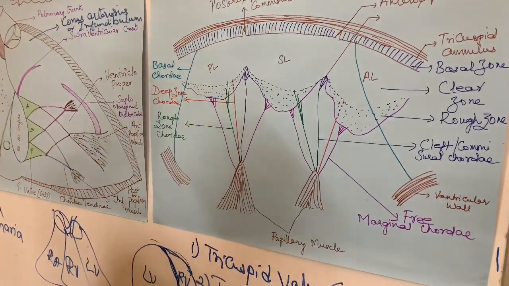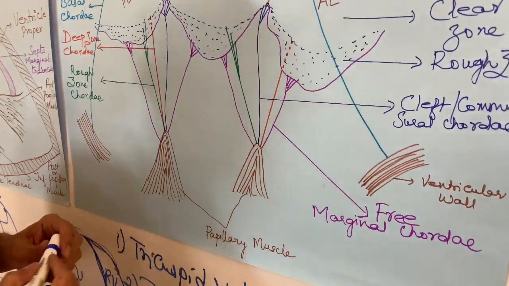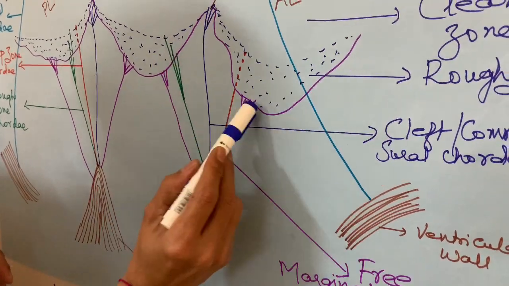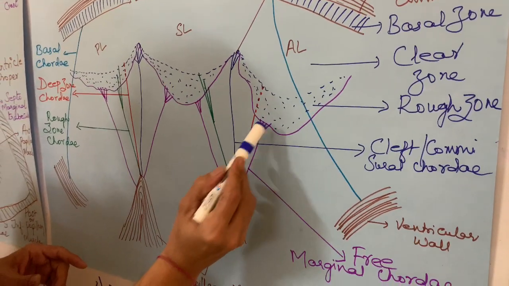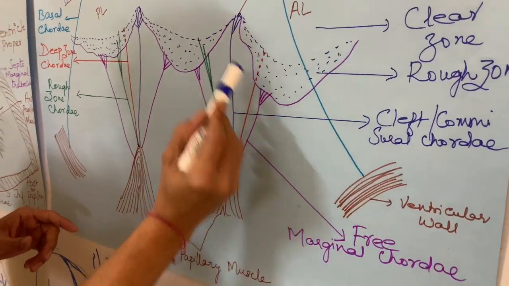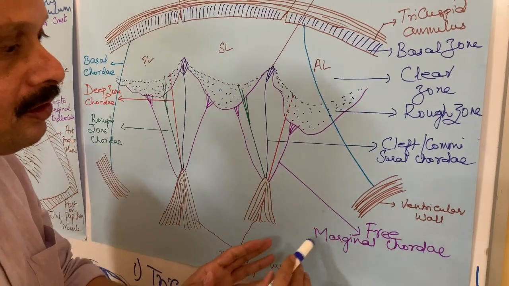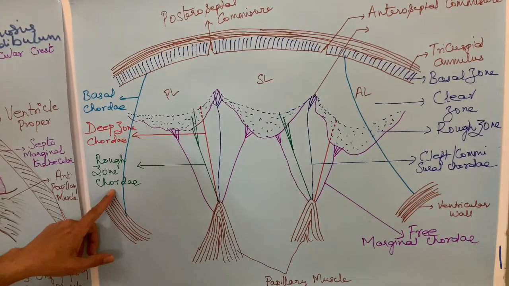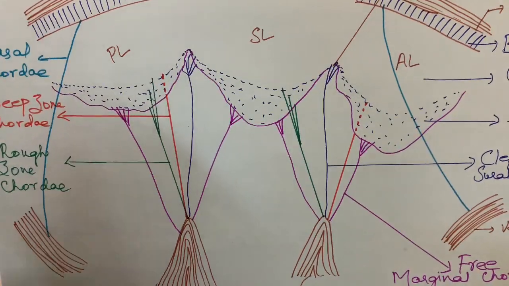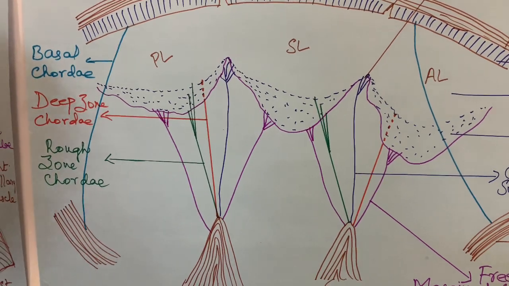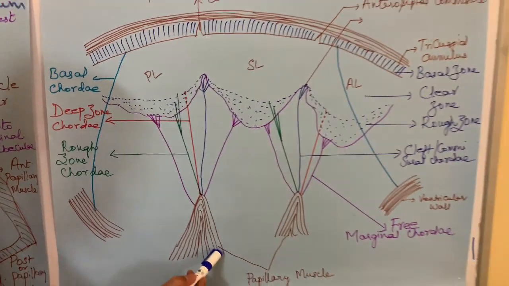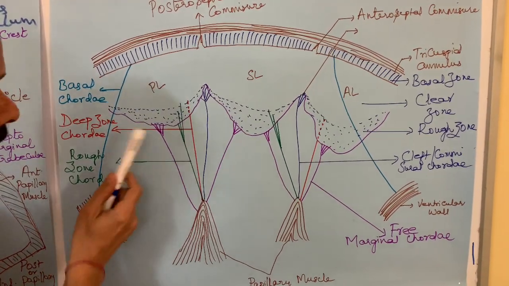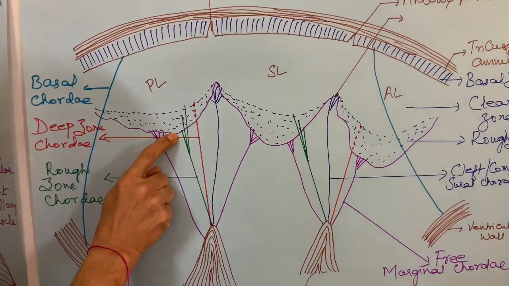Next one, free marginal chordae. See, this is a free marginal chordae which extends from the papillary muscle and is attached to the margin of the leaflet. By dividing into small branches, they are attached to the margin of the leaflet freely, hence called free marginal chordae. Third type is this one, green here, rough zone chordae. You concentrate on the green one. They extend from the papillary muscle and they divide into three branches. One is attached to the margin of the leaflet.